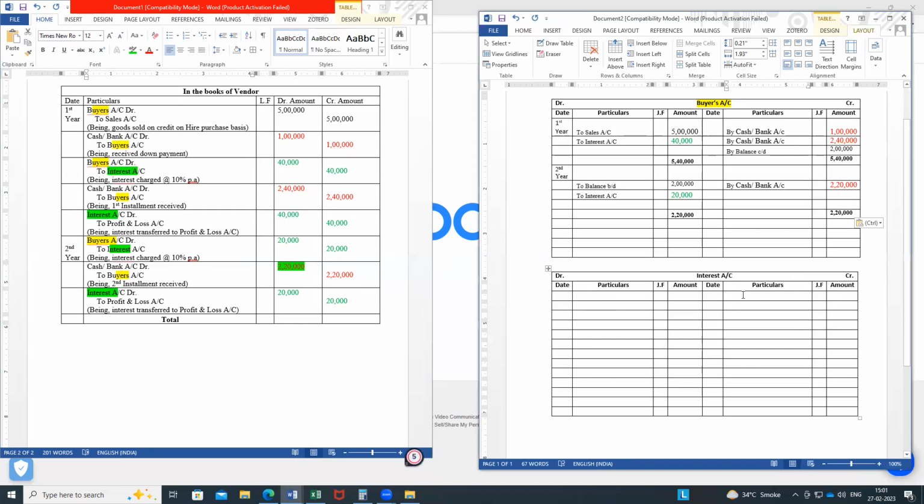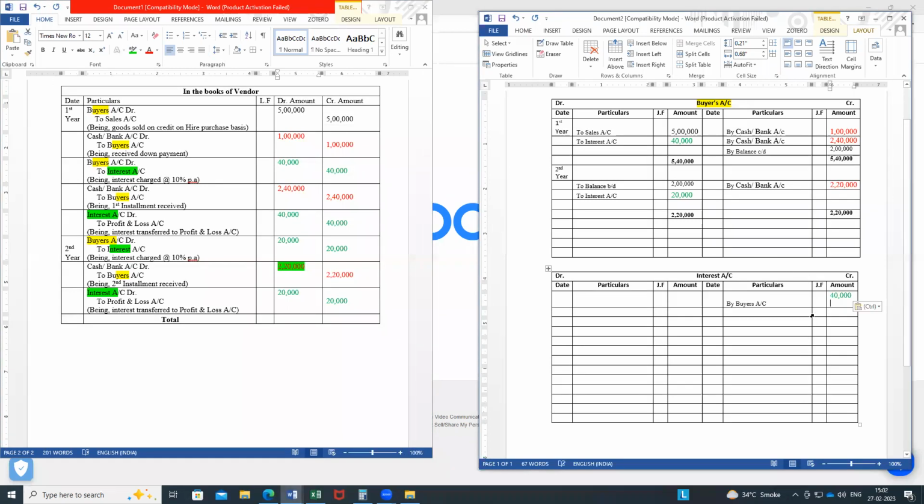So we just have to write buyer's account debit. Okay, buyer's account debit to interest account. And what is the amount? It is 40,000. Okay.